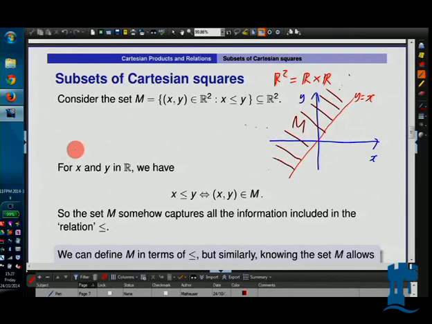Now we get the following connection between M and less than or equal. If you take real numbers x and y, and you look at the pair x, y, then x, y is in this thing M if and only if x is less than or equal to y. That's how we set it up, right? So we've drawn a picture, and the picture represents x less than or equal to y. You could use less than or equal to define M, but if you knew what M was, you could use that to explain what less than or equal meant. Each one tells you what the other one is.